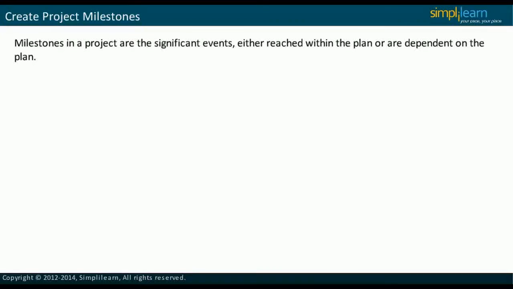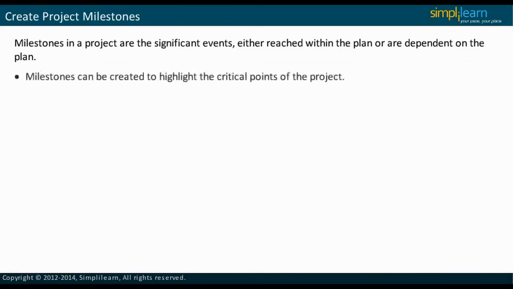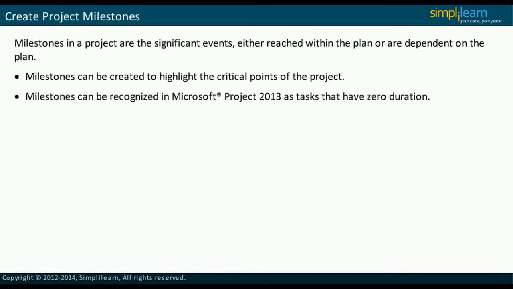Let us discuss how to create project milestones in this slide. Milestones refer to significant events in a project which are either reached within the plan, for example, completion of one stage of work, or are dependent on the plan, for example, deadline to apply for a loan. You can create milestones to highlight the critical points of a project. Milestones indicate the progress of a project. Milestones can be recognized in Microsoft Project 2013 as tasks that have 0 duration.